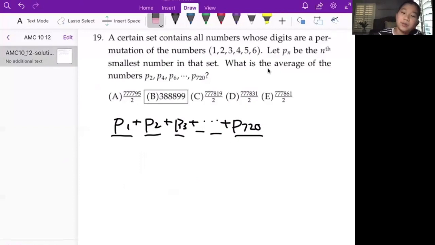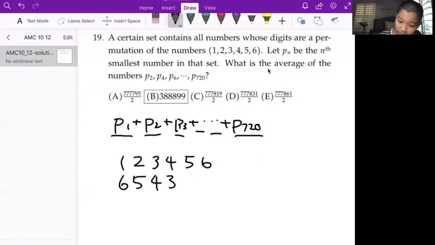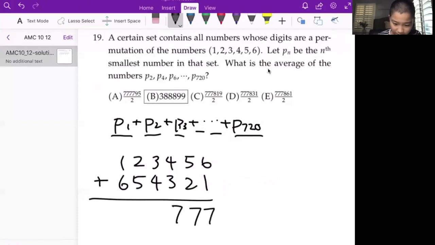Just like, suppose P1 is 1, 2, 3, 4, 5, 6, the smallest. And P720 is 6, 5, 4, 3, 2, 1, the biggest. So if you add them up, you'll get 7, 7, 7, 7, 7, 7.